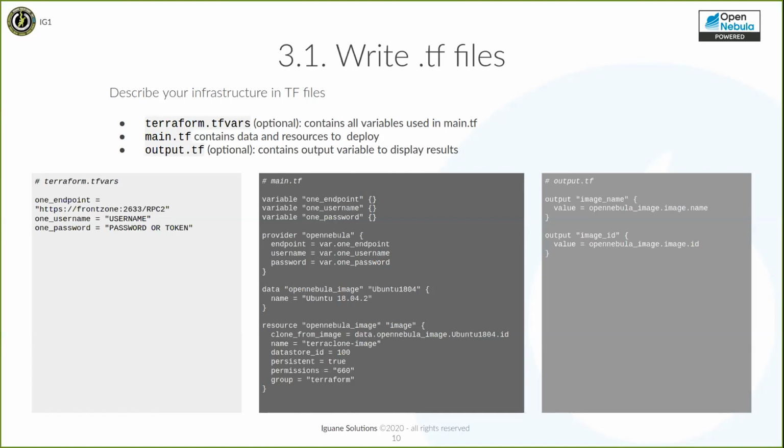And of course, you can also create another TF file to see the output values, for example. So now I will go to a very basic demo using a miniONE instance. It's very useful, miniONE, for this. So thank you, OpenNebula, for sharing this tool.